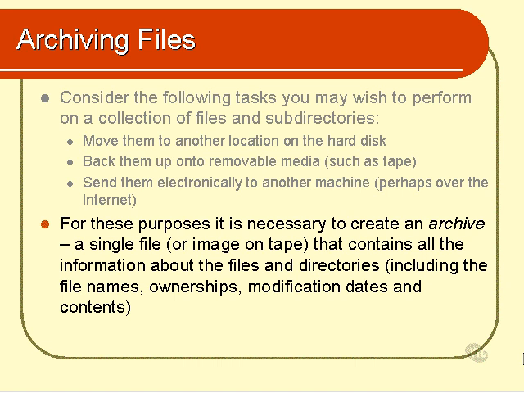An archive is either a single file or it is an image on tape or disk that represents all of the files and directories that you have decided to treat as a unit. You'll be storing in that file or in that image the file names, their ownerships, their modification dates, and of course their contents. All that information will be stored in a single place, in a single file or on tape or disk as an image.